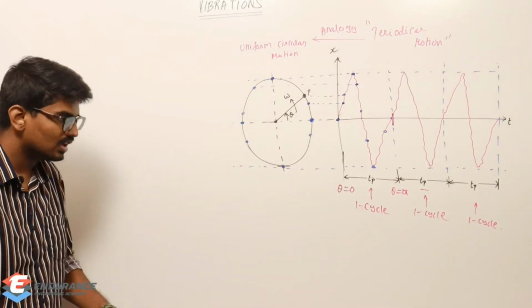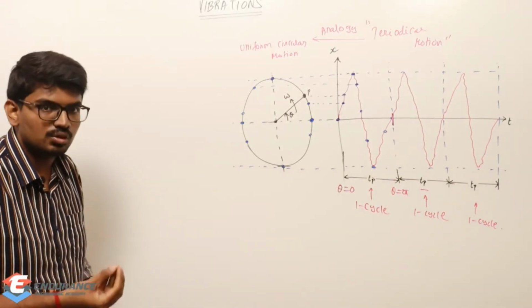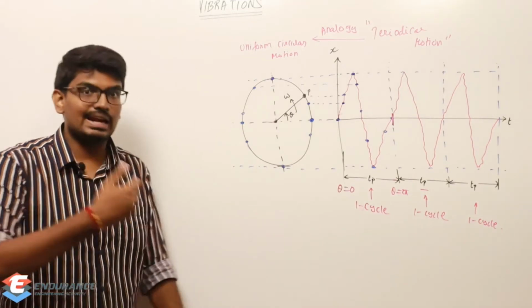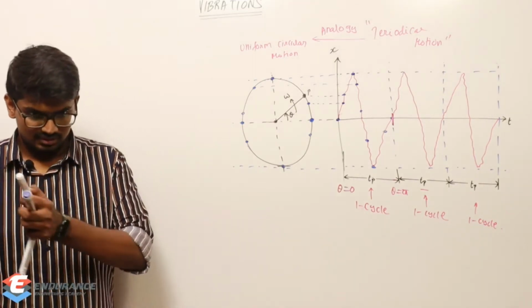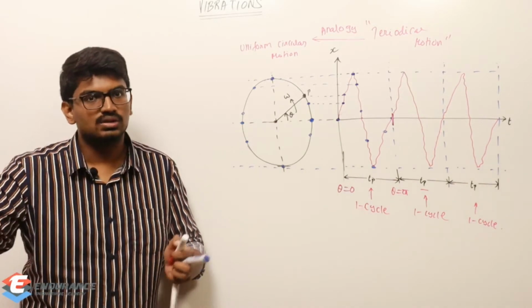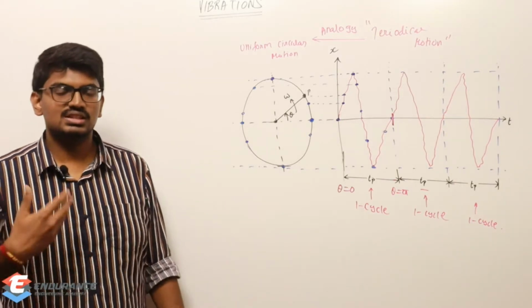And this is how Hertz related it. Hertz said that how a periodical motion is happening, I can make an analogy with a particle which is undergoing circular motion with a uniform angular velocity. That's it. This analogy will be very important as we proceed discussing further.